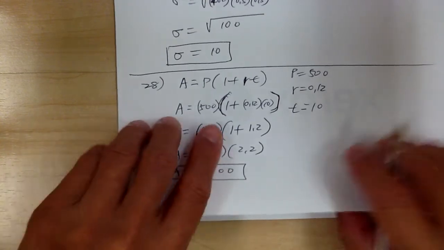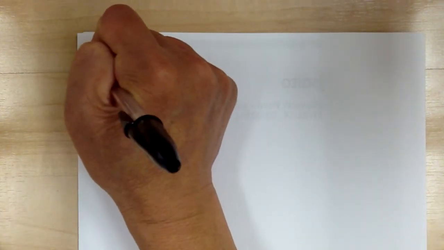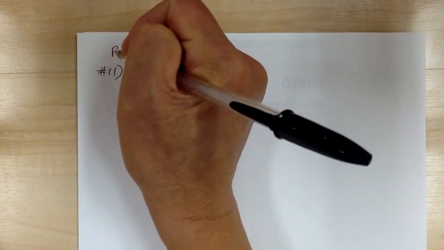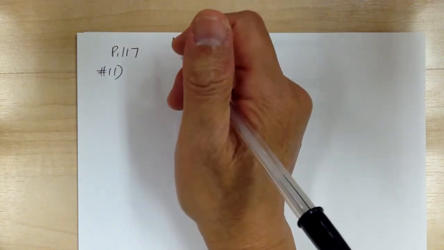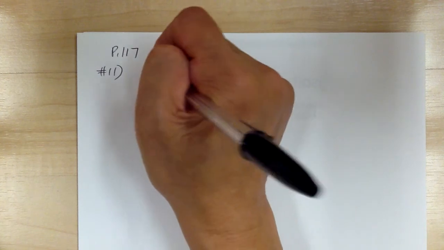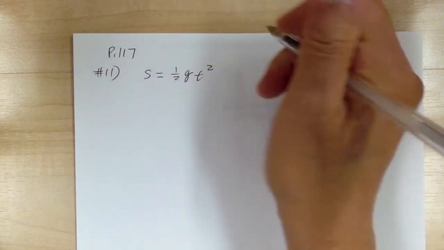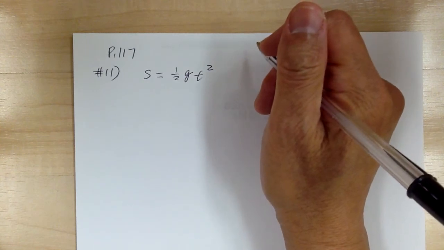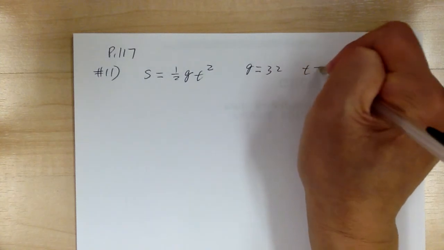Now there's one more point that you should know how to do. So let's backtrack a little bit. Let's go to page 117 and let's do number 11. You already did number 12 on your homework, but number 11, this is the physics. Same type of problem. In the paragraph, it gives you the equation S equals 1/2 G T squared, and it tells you that G is equal to 32 and T equals 3.